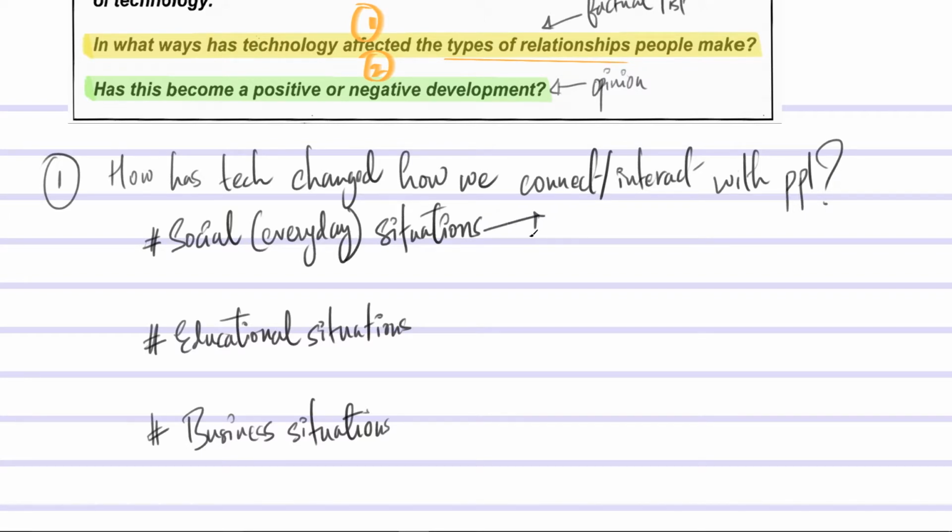Now let's think about some scenarios or how our everyday situations have changed. First, in everyday, I think emails or instant messaging apps have replaced physical letters or faxes. That's a very important trend nowadays, that we have, emails. So emails, instant messaging apps replaced letters and faxes. Yeah.